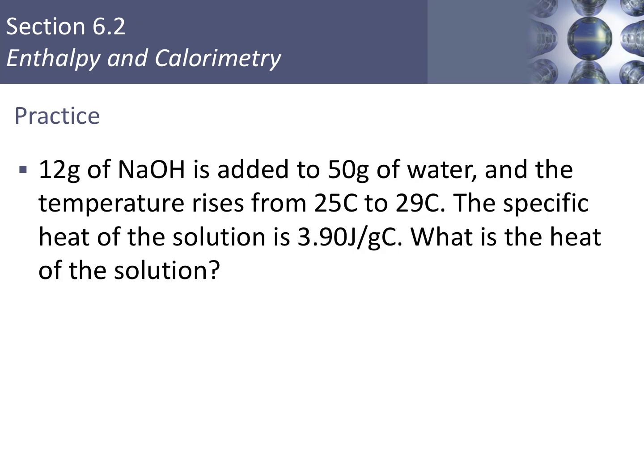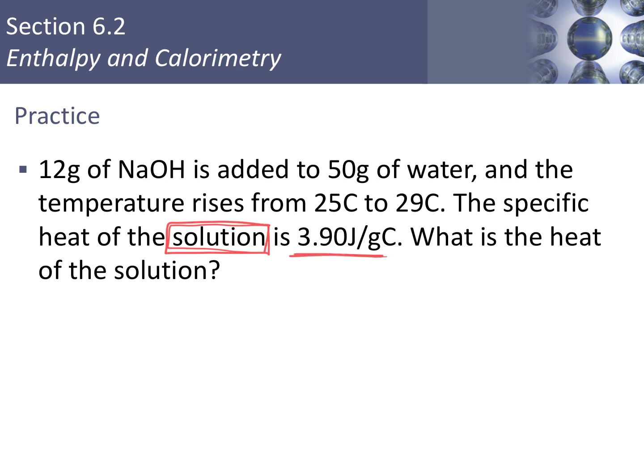Let's try this one. If 12 grams of NaOH is added to 50 grams of water and the temperature rises from 25 degrees Celsius to 29 degrees Celsius, the specific heat of the solution is 3.90. What is the heat of the solution? Okay, so this says these are added together. So tell me, I want to look at this specifically. It says the specific heat capacity of the solution is 3.90.